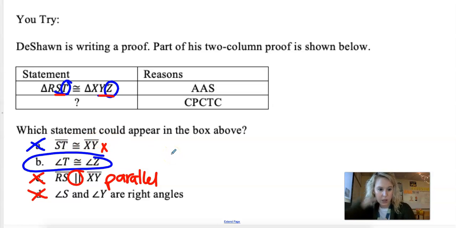Okay? All right, so hopefully you can now write two-column proofs proving CPCTC, which stands for corresponding parts of congruent triangles are congruent. Okay? So if you have two of the same things, then all of their parts are going to match up. Okay? Get to practicing and let me know if you have any questions.